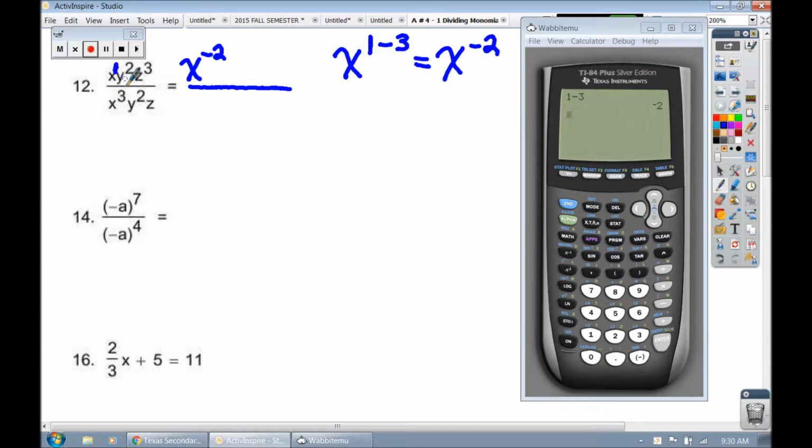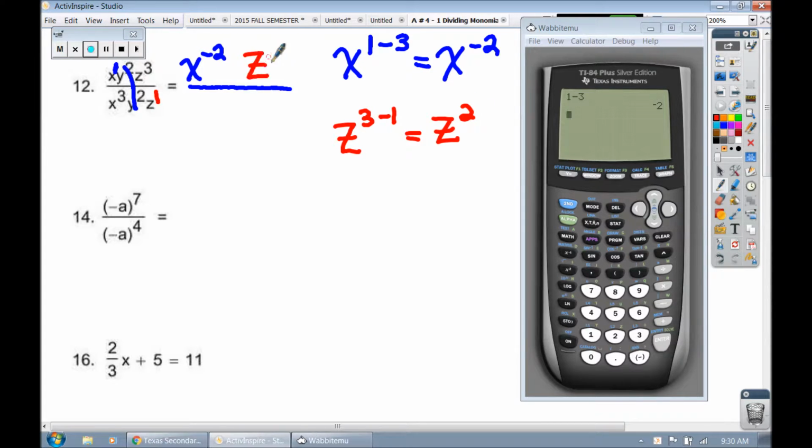Look at your y values. If I have y to the second up top and y to the second on bottom, those two just cancel out. If you have the same amount of y's on top and bottom, they just go away. And then my last part here is z to the third over z to the first, so that's 3 minus 1. Well, 3 minus 1 is just going to give me z to the second.